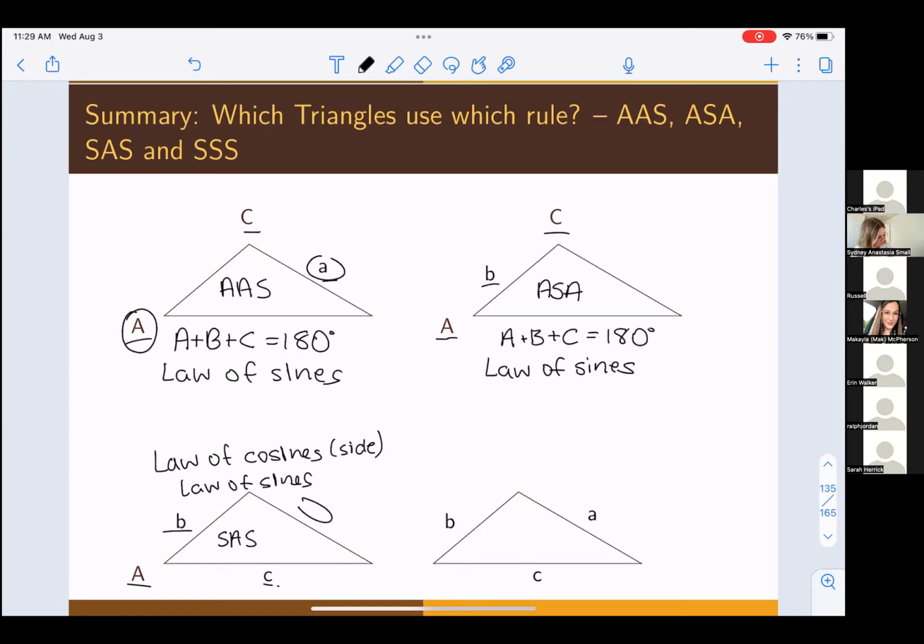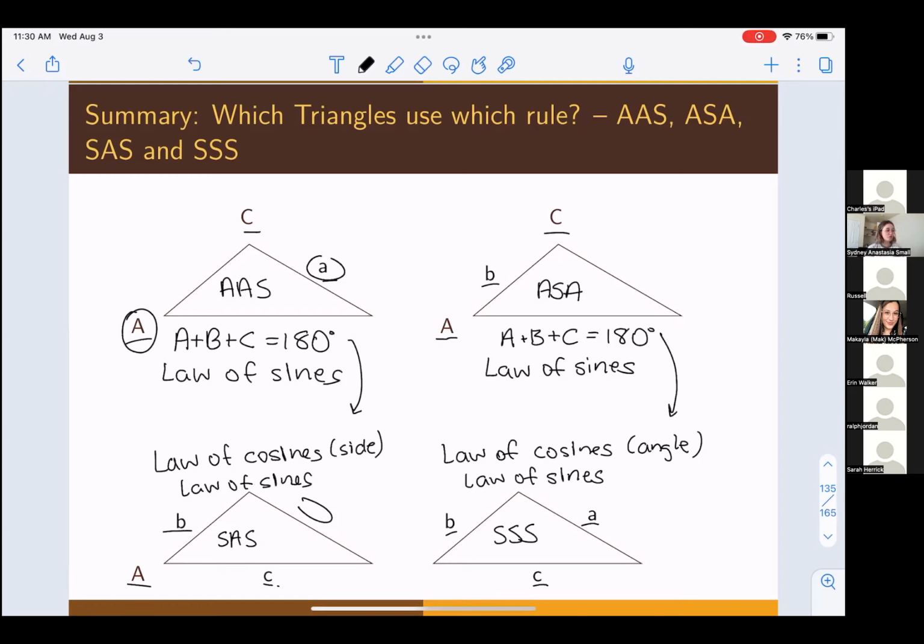Okay, now what about this one? Side, side, side. We know all three sides, pretty self-explanatory. How did we solve this one? Well, we didn't know any angles. We couldn't solve for any angles. So in order to do that, we had to use the law of cosines, my bad, in order to solve for an angle. Then once we had that, we were able to use the law of sines to finish off the triangle. And all of these also include A plus B plus C equals 180 to get the measure of our final angle. Questions on any of these four?